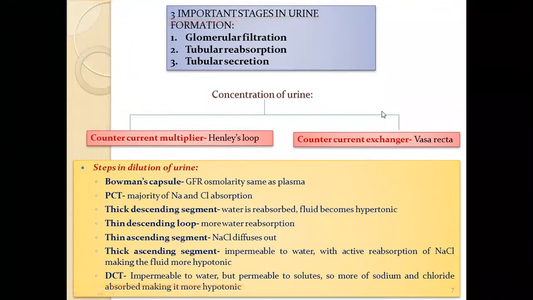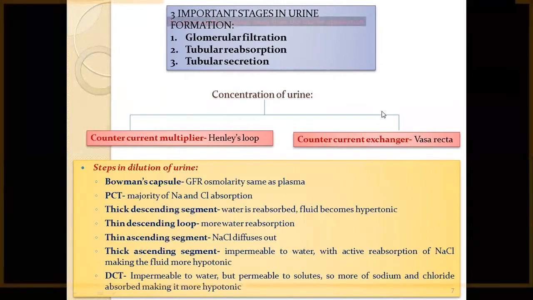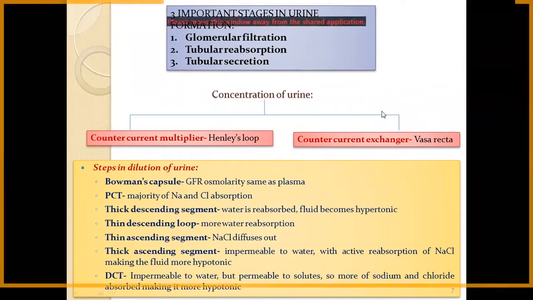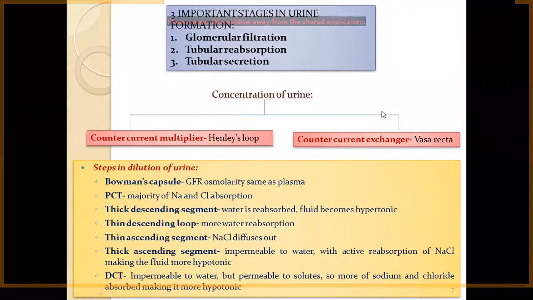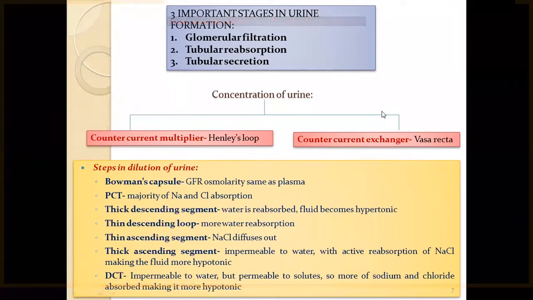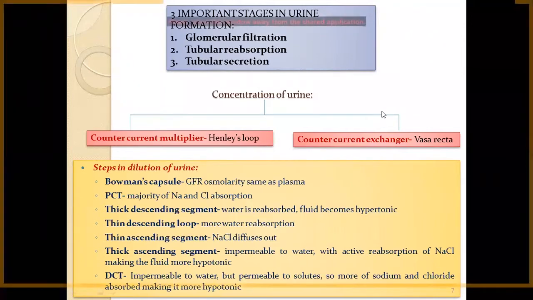Glomerular filtration, in very brief, you should just know what is happening in it. In glomerular filtration, in the glomerulus, that means in the Malpighian component that comprises the Bowman's capsule and the glomerulus, there is filtration of substances from the blood. The glomerulus is present here, and the Bowman's capsule is here.